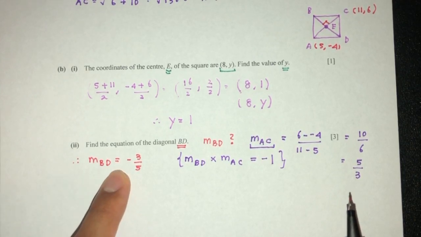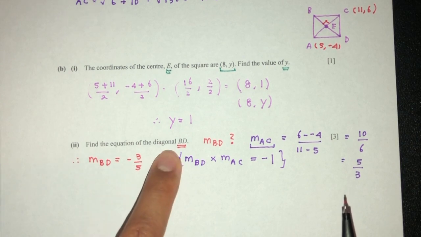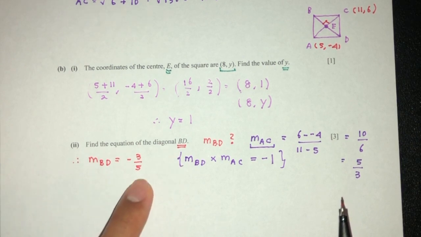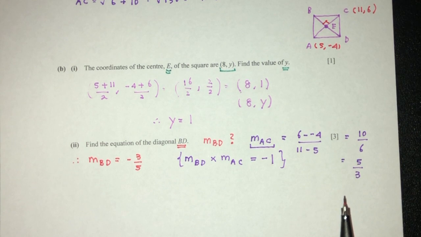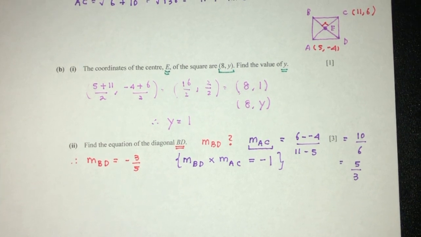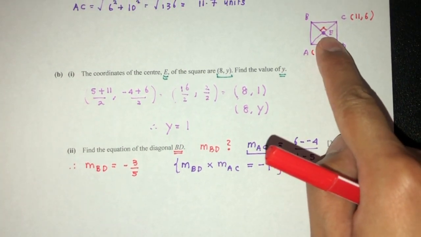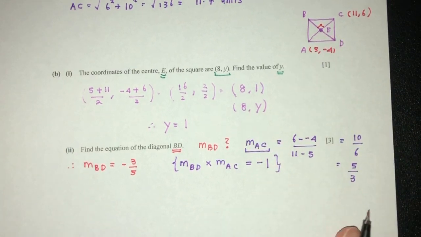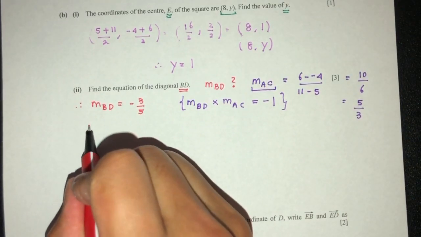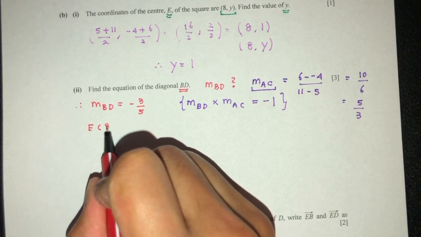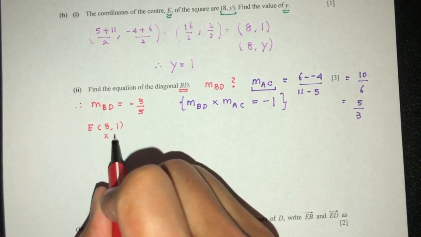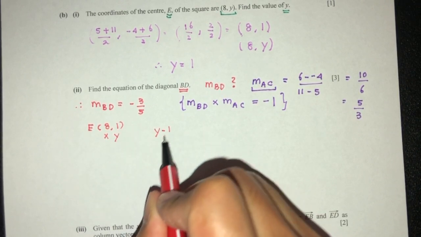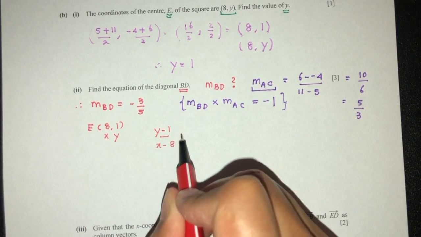Now we have to use this to find the equation of this one. To find the equation, we need the gradient, but also a passing point. On this diagram, we can see E is clearly a passing point. It is on both lines. So E will be 8, 1. We can use that as the x value, y value. So y minus 1 over x minus 8.